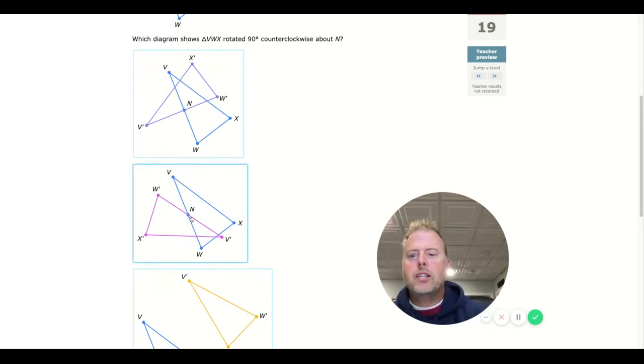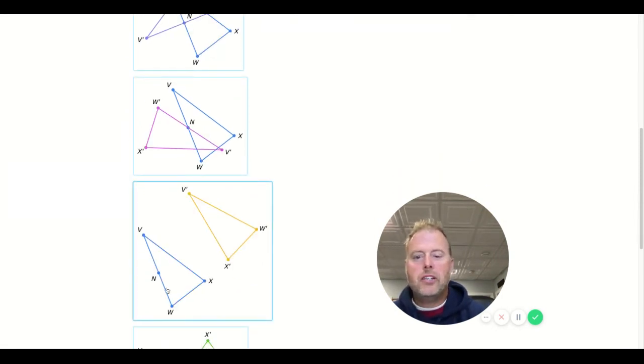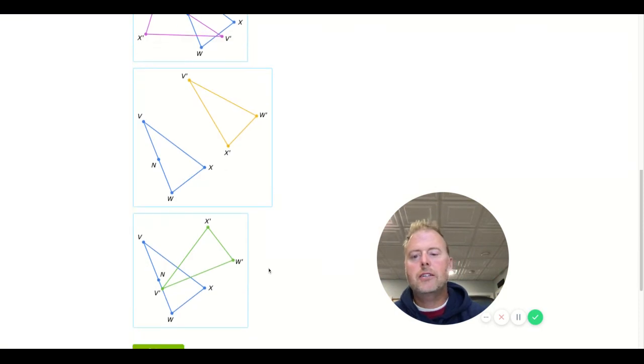Here, again, we're rotating about N. This looks like you took it and you completely spun it all the way around. That would be closer to a 90 degree. X went from here all the way around to X prime. Here, it's not even spinning. You're just reflecting over what looks like a line that if I were to put it right down the middle, it'd be a reflection to the other side.